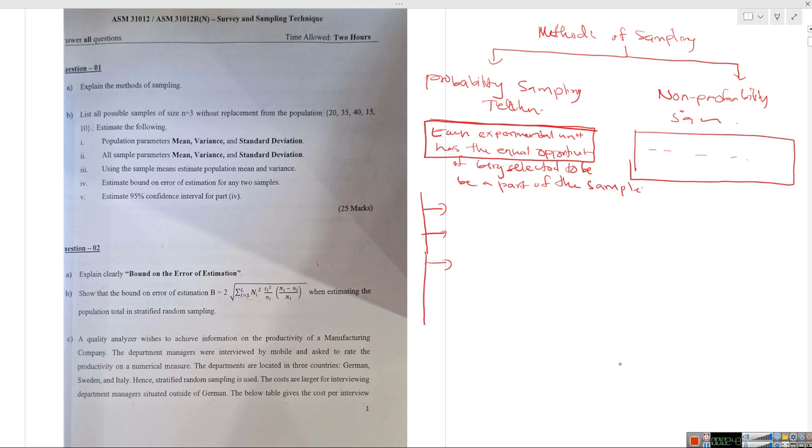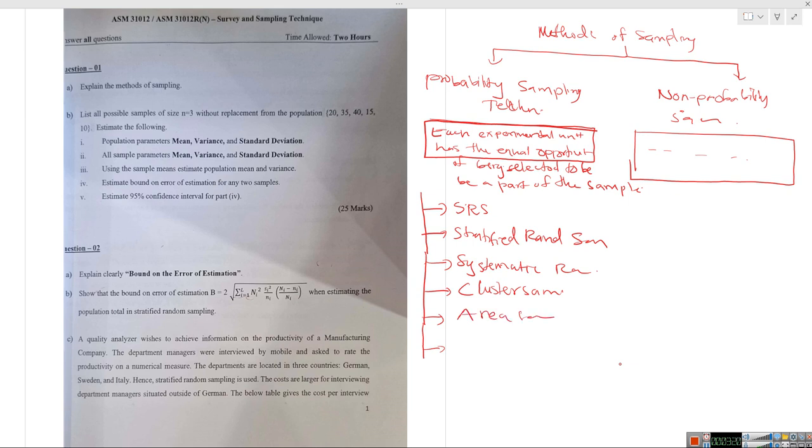Now we have different methods for probability sampling. We will just name them only, but through questions we will study the related theories about each technique. First we studied simple random sampling, SRS, then stratified random sampling, then systematic random sampling, under which we studied repeated systematic random sampling also, and then cluster sampling, area sampling, and multi-stage sampling.